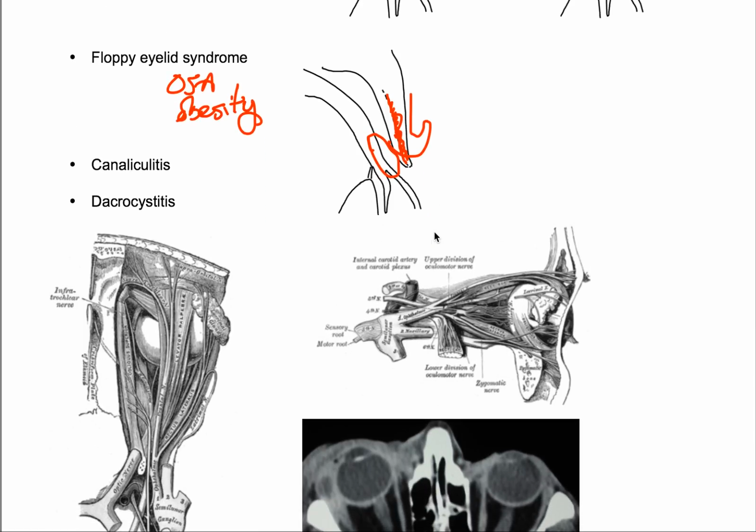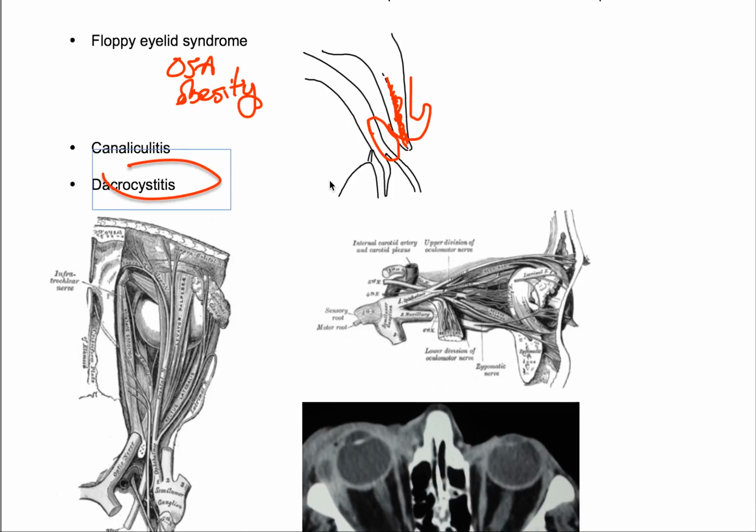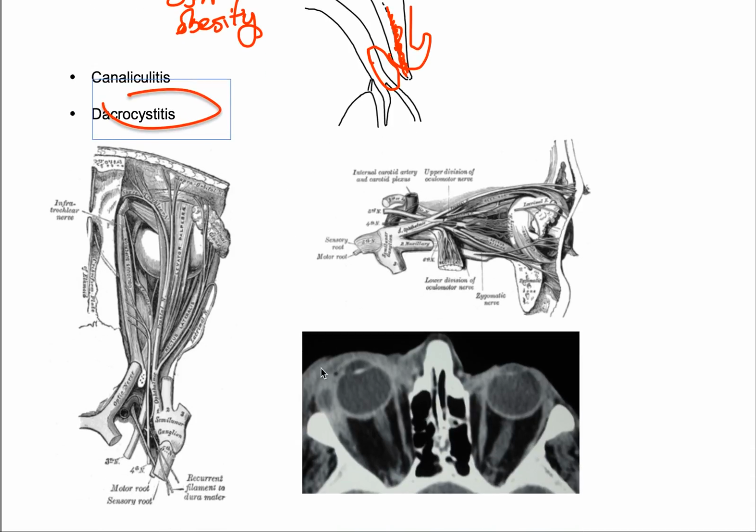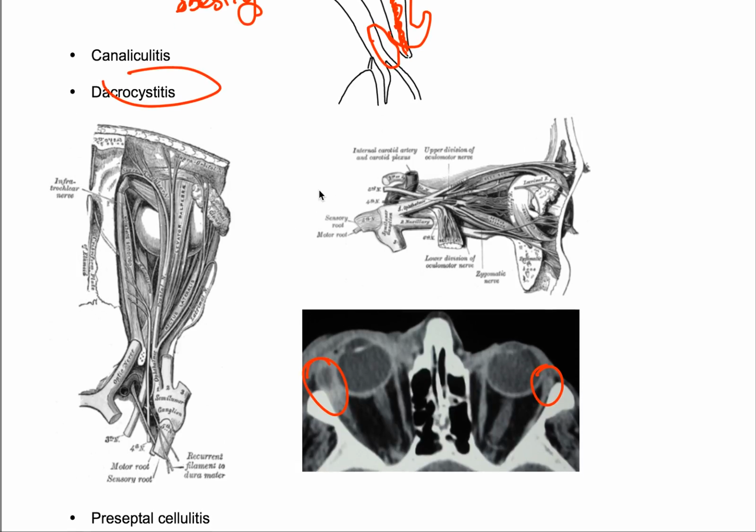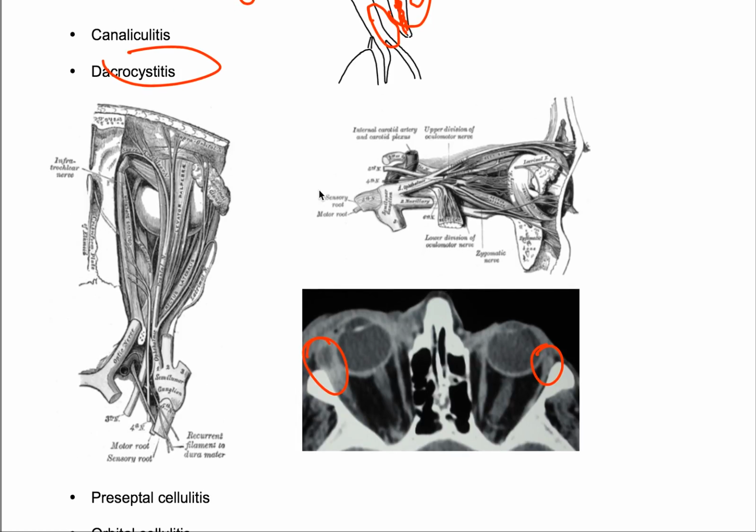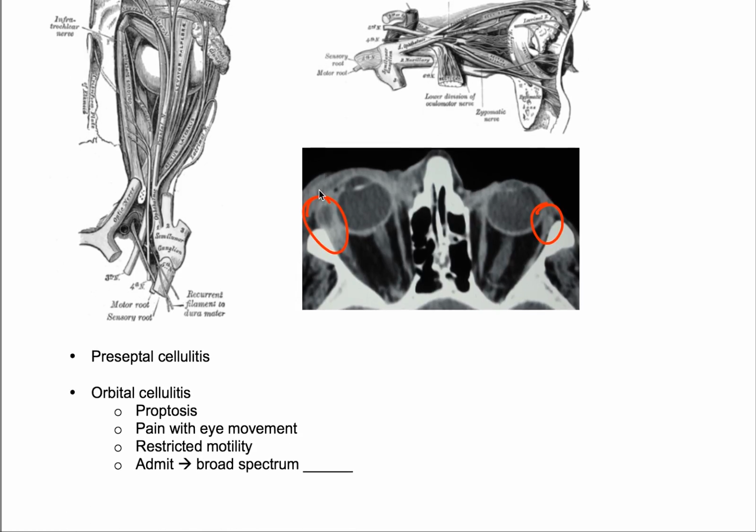Canaliculitis is usually an obstruction of the nasolacrimal duct and can lead to inflammation in the patient's eye. Dacryocystitis, on the other hand, is usually an infection of the lacrimal gland, and you can see here on MRI a normal lacrimal gland on the left and an infected lacrimal gland on the right. This needs to be treated with antibiotics, and in fact the patient often needs to be admitted to make sure that orbital cellulitis does not develop.